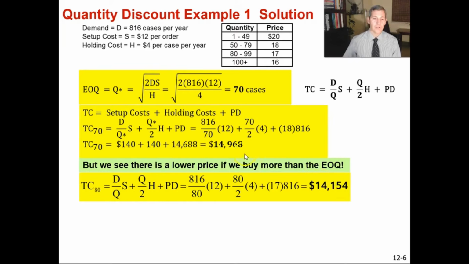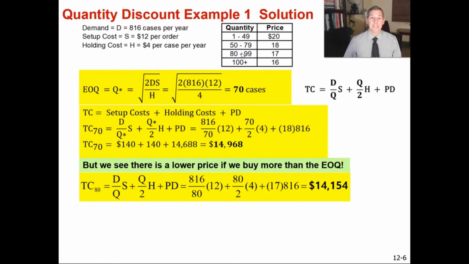So it's about $800 less to buy the larger quantity. And that's going to help us bring down our total cost. So we're going to buy more than our economic order quantity to get that price break at $17 per case versus $18 per case. Okay, so in this case, it makes more sense because the purchase price matters so much to the equation. But we're not done.